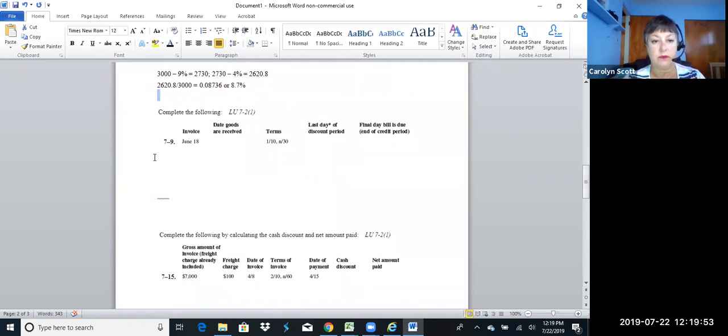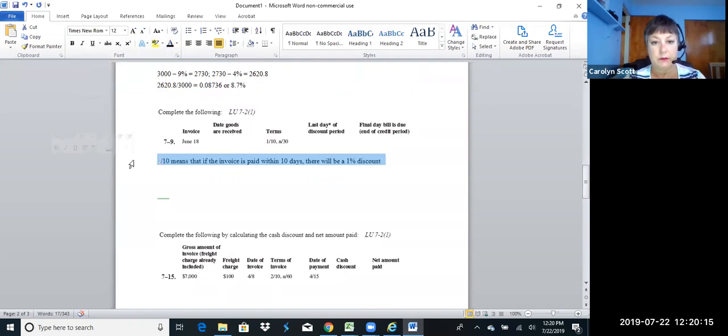So now this one, we are to find the last day of the discount period and the final day the bill is due. Now this is in the second section of Chapter 7. And it's not quite as laid out for us as the first one is, but I'll try to take the mystery out of it.